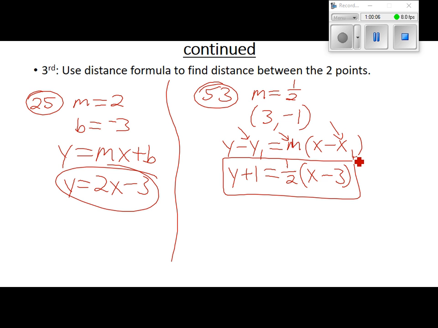Now, if Harry gets all excited, he's doing those, and he wants to change that into slope-intercept form. Can he go right ahead and do it? Yeah. All it takes to change it into slope-intercept form is 2 steps. You distribute out the slope, and then this number that's over here with the 1, you move it to the other side. So you move the number. It's not hard to change it into slope-intercept form once it's in point slope.